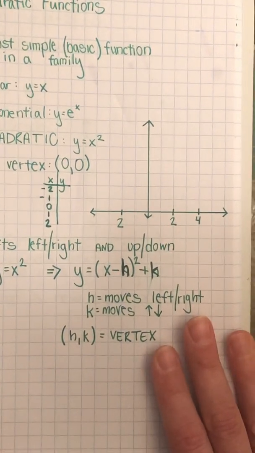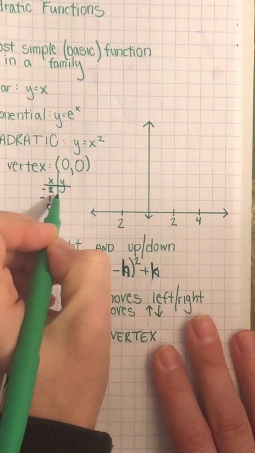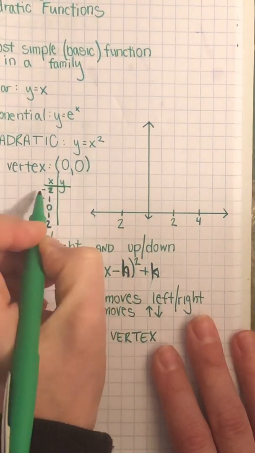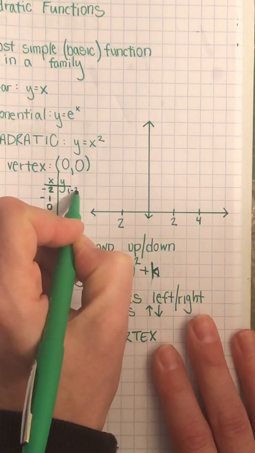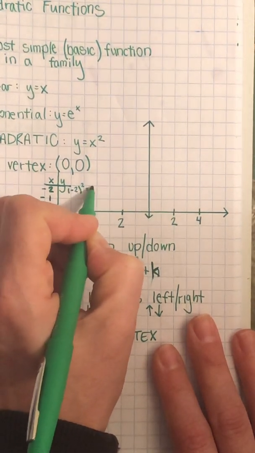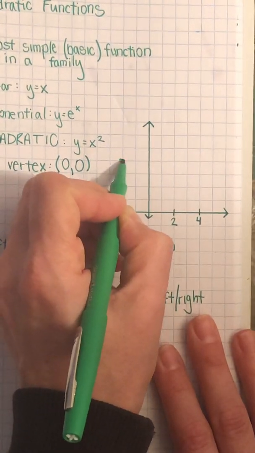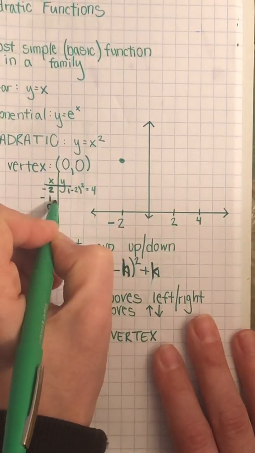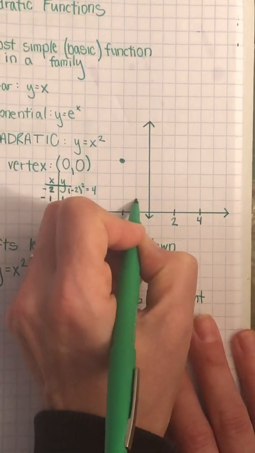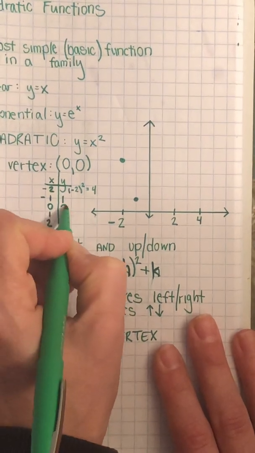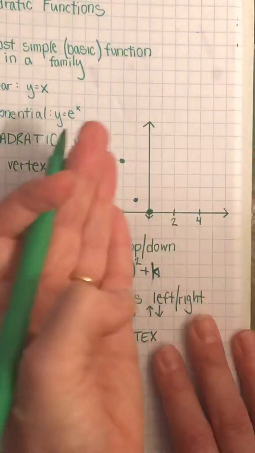So when I graph this, 0, 0 is the vertex. And we can just do this really quickly. So when you think of x is negative 2, when we square that, negative 2 times negative 2 is a positive 4. So we go to negative 2 up 4, and then negative 1 squared, negative 1 times negative 1 is just 1, so it'll be negative 1, 1. 0 squared is just 0. 0 times 0 is still 0. And then it's symmetrical.